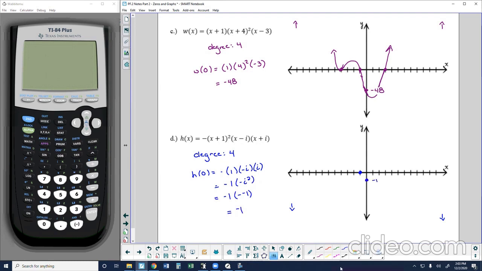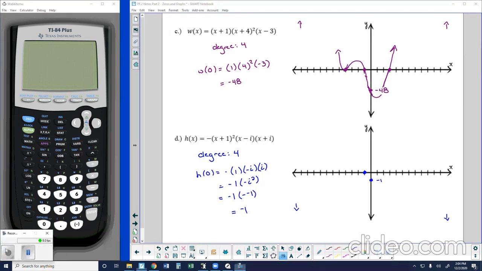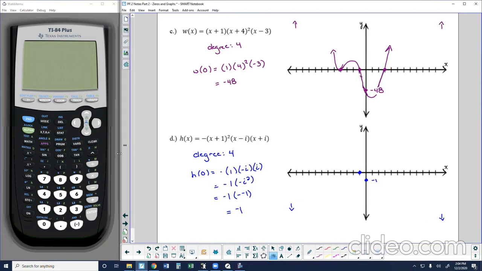So now I can go ahead and sketch my graph. I know my graph is going to go down to the right and down to the left. It's going to bounce off of this point at -1. It's going to pass through my y-intercept of -1. And it's going to look something like this. Okay. Again, it's not an exact replication of our graph. It's a sketch including the correct x-intercepts, y-intercepts, and end behavior.